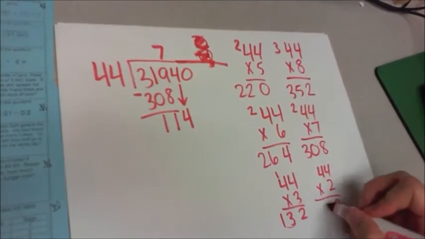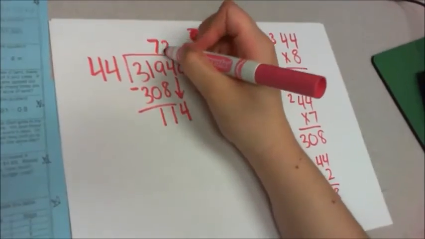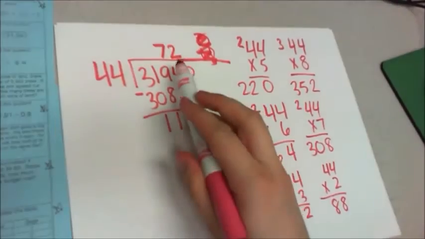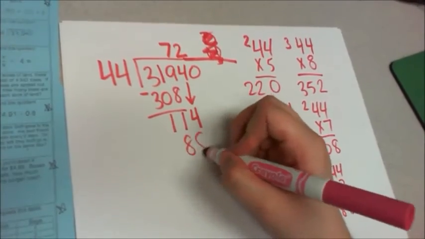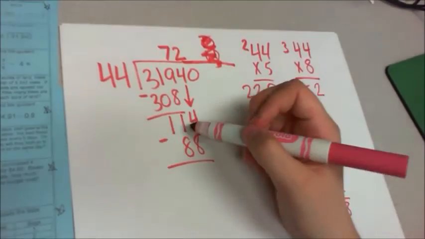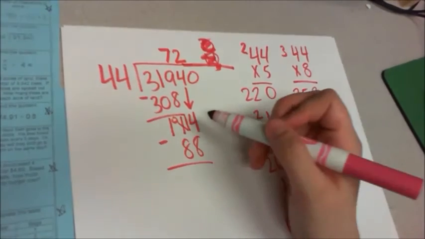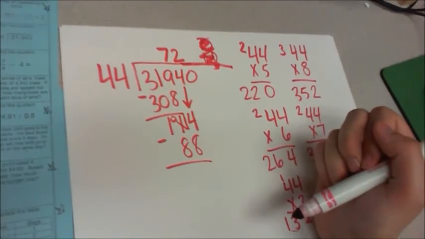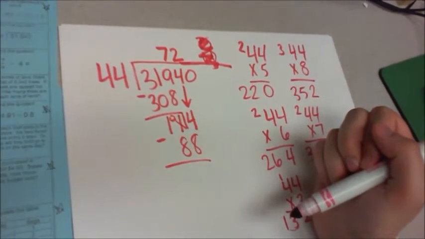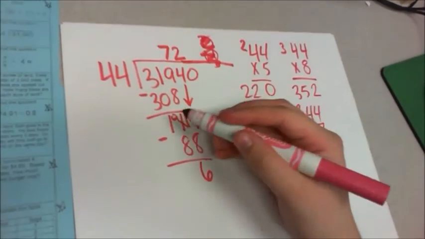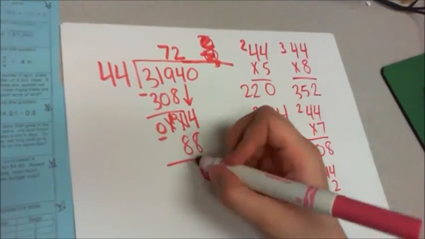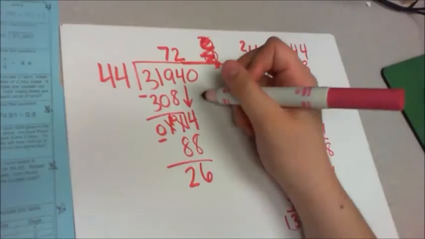4 times 2 is 8. Put a 2 above that 4. 2 times 44 is 88. Now we'll subtract. We're going to have to borrow. 14 minus 8 is 6. Borrow. 10 minus 8 is 2.